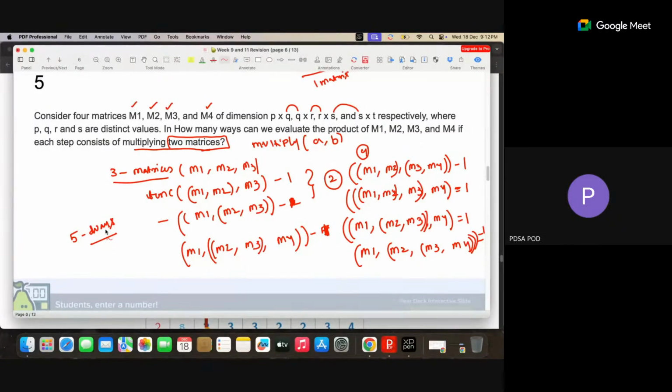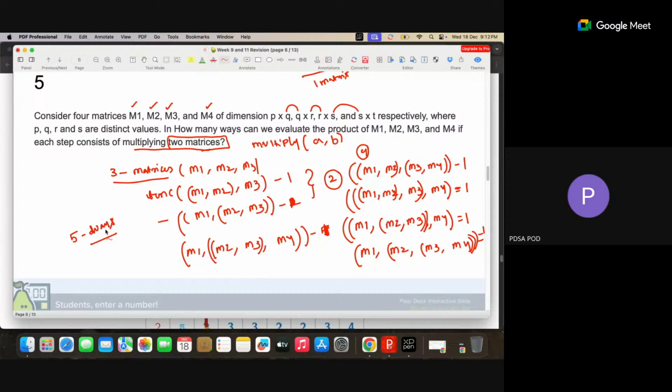Generally, we ask at most three matrices only. We don't ask more than three, because we don't ask you to verify all the different ways. Like, maximum we ask four matrices, and four matrices means maximum we get five only.